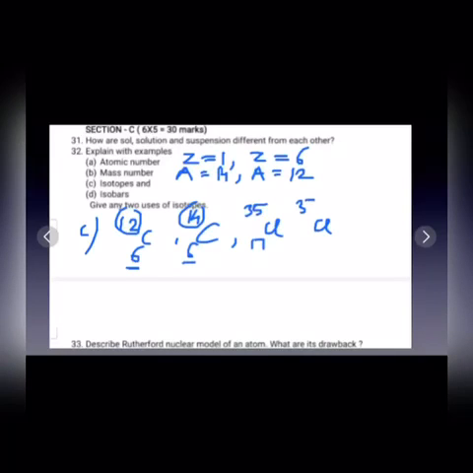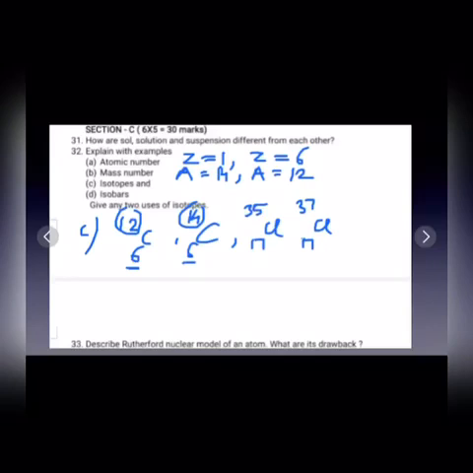Again you have to give an example. I am writing over here for isotopes. You can give the example of carbon. Carbon is an isotope because it has the same atomic number but different mass number. You can also give the example of chlorine. Mass number is also different for chlorine.